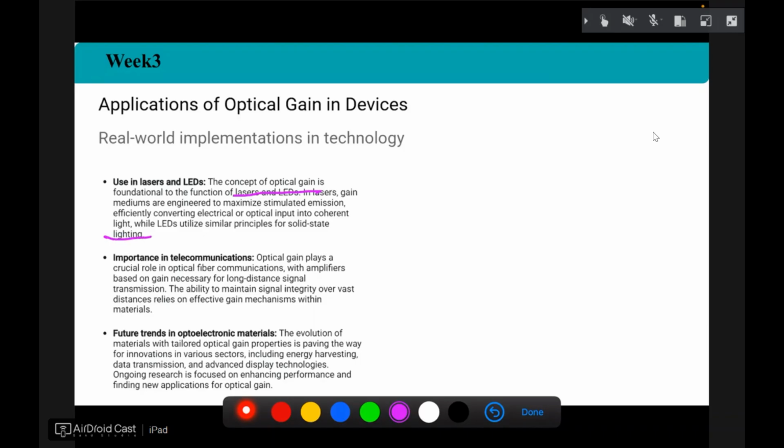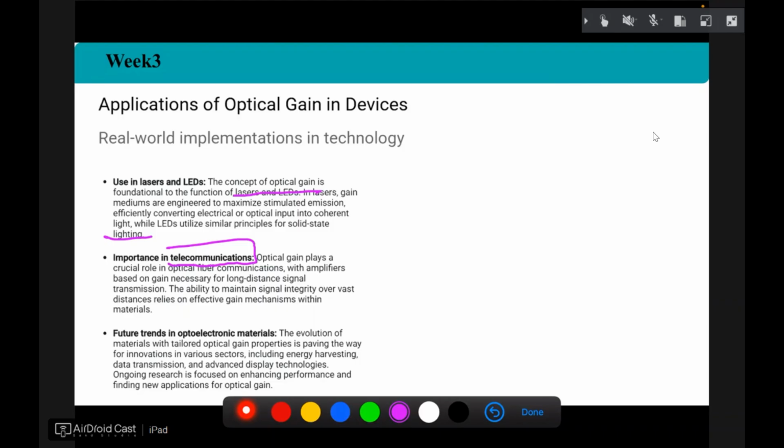So what is its importance in telecommunications? Optical gain plays a crucial role in optical fiber communication, with amplifiers based on gain necessary for long distance signal transmission, and the ability to maintain signal integrity over vast distances relies on effective gain mechanisms within materials.